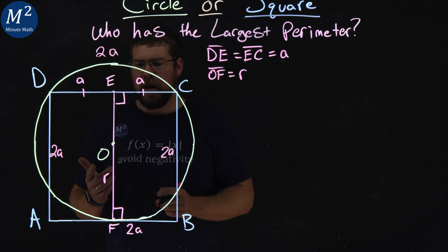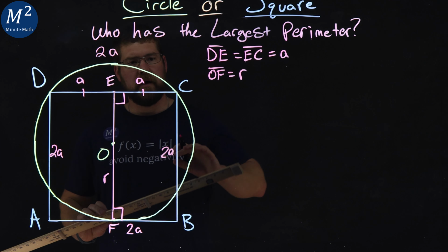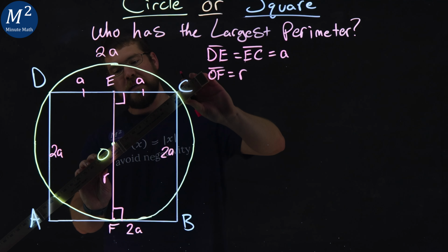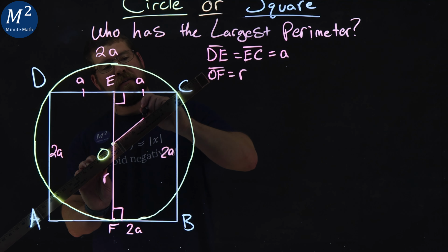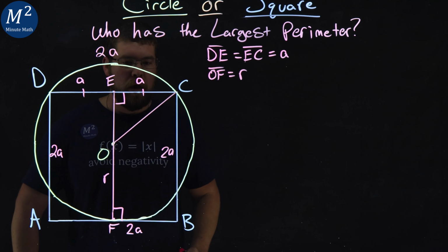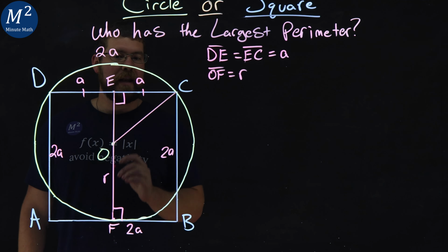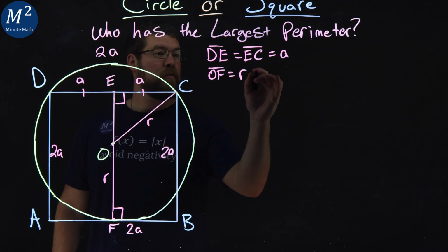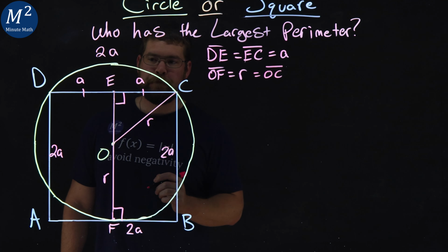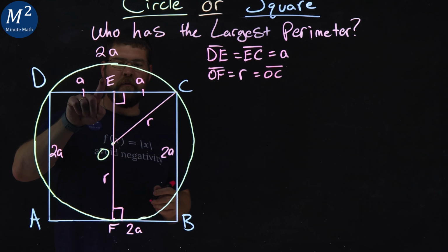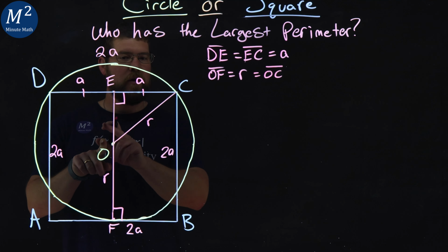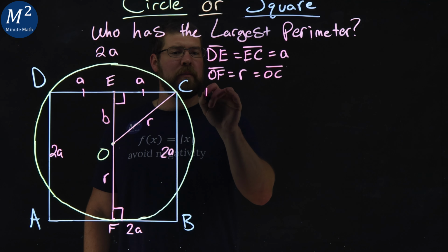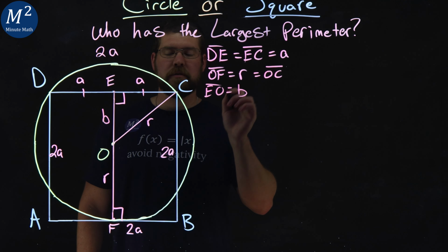Why don't I draw another line? If I connect O to C here, what length does that have? That is our radius as well, the radius of our circle, R, so that's equal to OC. One last thing: we don't know what the length of EO is, and hopefully you see where I'm going with the triangle here. Let's call that B. So let's label EO to be equal to B.